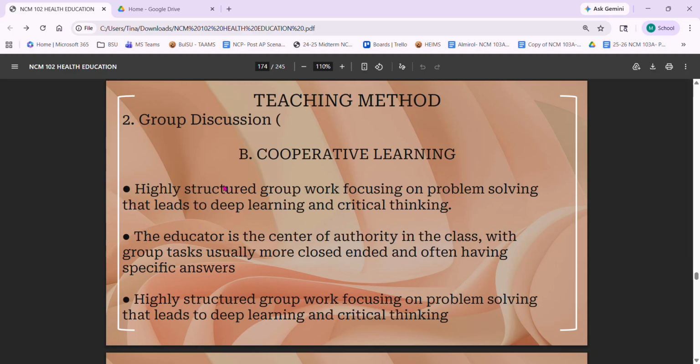When you say cooperative learning naman, okay? Kapag cooperative learning, highly structured group work focusing on problem solving that leads to deep learning and critical thinking. So, si educator sa cooperative learning is siya yung center ng authority ng class. Okay? With group tasks, usually more closed-ended and often having a specific answer. So, this is highly structured group work focusing more on problem solving that leads to deep understanding and critical thinking. Okay? So, that is the difference of your team-based learning and cooperative.